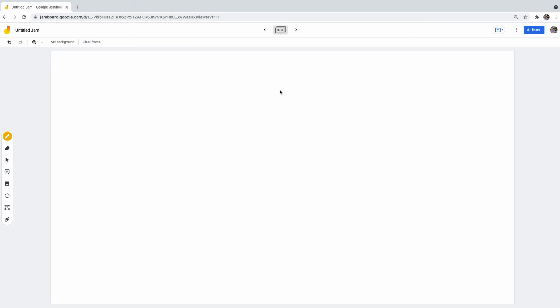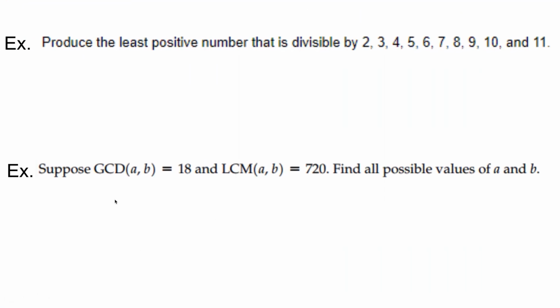Okay, and the second question is asking you to find all possible values of a and b when the greatest common divisor of those two numbers is 18 and the least common multiple is 720. So we just learned the theorem, right?